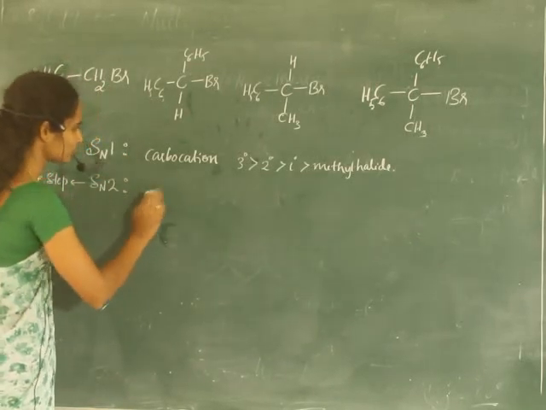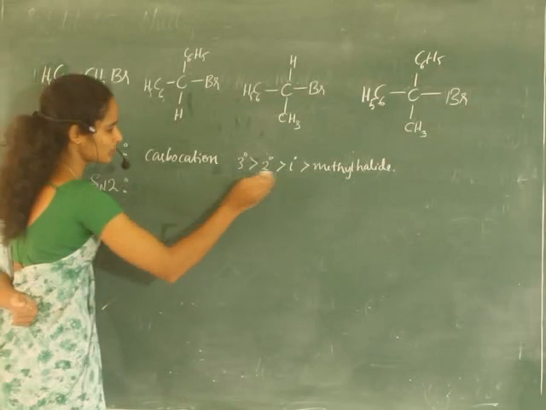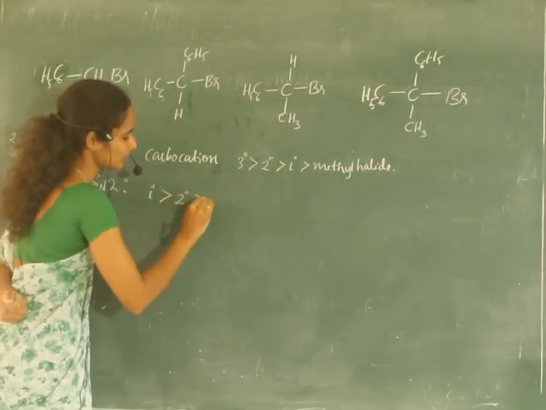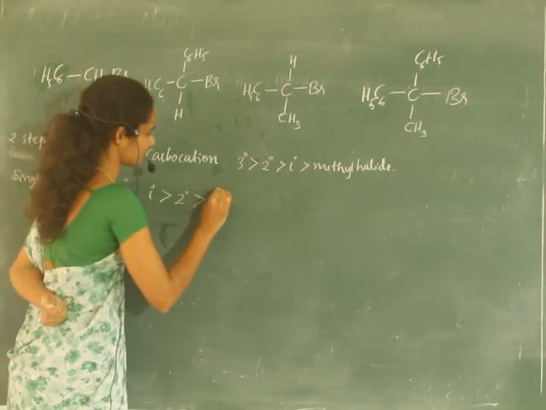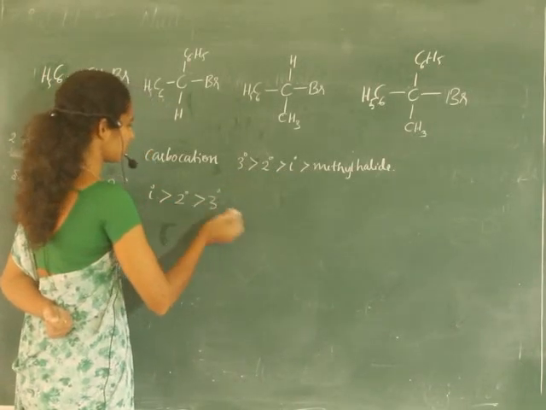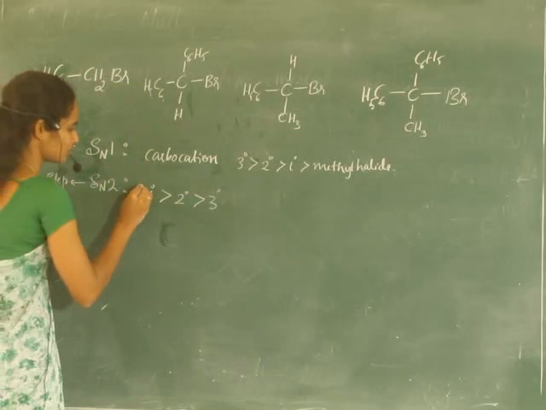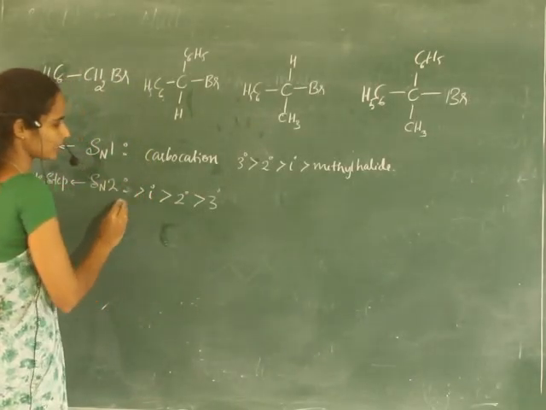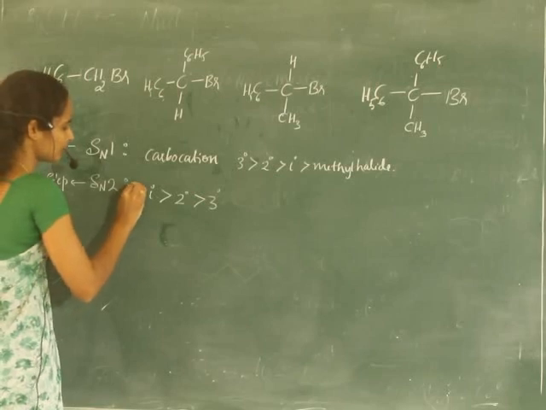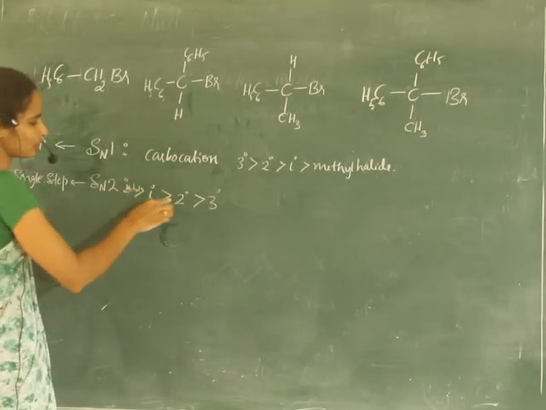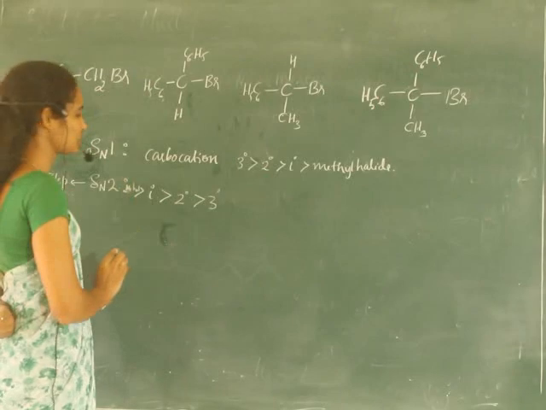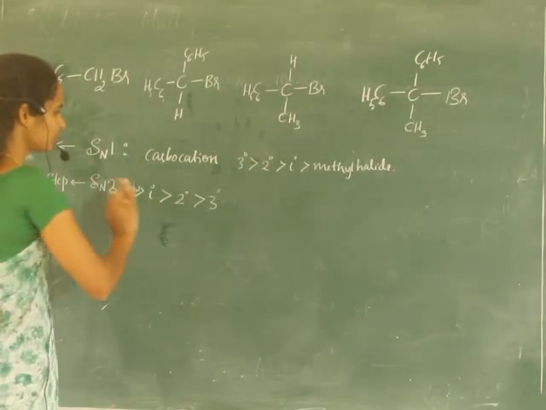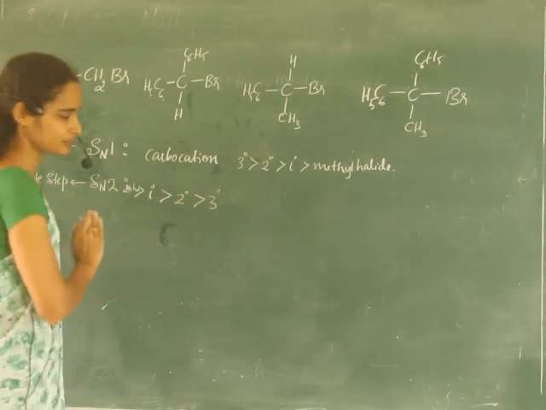And for carbocation, tertiary is more reactive, then secondary, then primary. Here in SN2, primary is more reactive, then secondary, next is tertiary. And the most reactive is methyl halides, right? Methyl halide is more reactive than primary, then secondary and tertiary in case of SN2 reaction mechanism. Keep this in your mind.